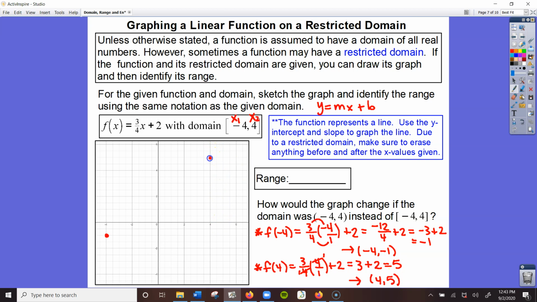Once you have your two endpoints, you're pretty much done. You would just go ahead and connect your dots. And this is drawing my line on that restricted domain. Now for the range, we're going to look at the y values. The smallest y value is -1, and I'm going to write this in interval notation. So I would put a bracket, -1, comma, and then the largest y value, which is 5, and close it with a bracket.